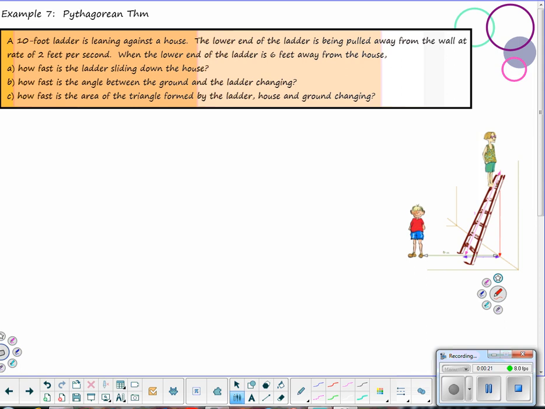The lower end of the ladder is going to be pulled away from the wall at a rate of 2 feet per second. And when the lower end of the ladder is 6 feet away from the house, part A says, how fast is the ladder sliding down the house?